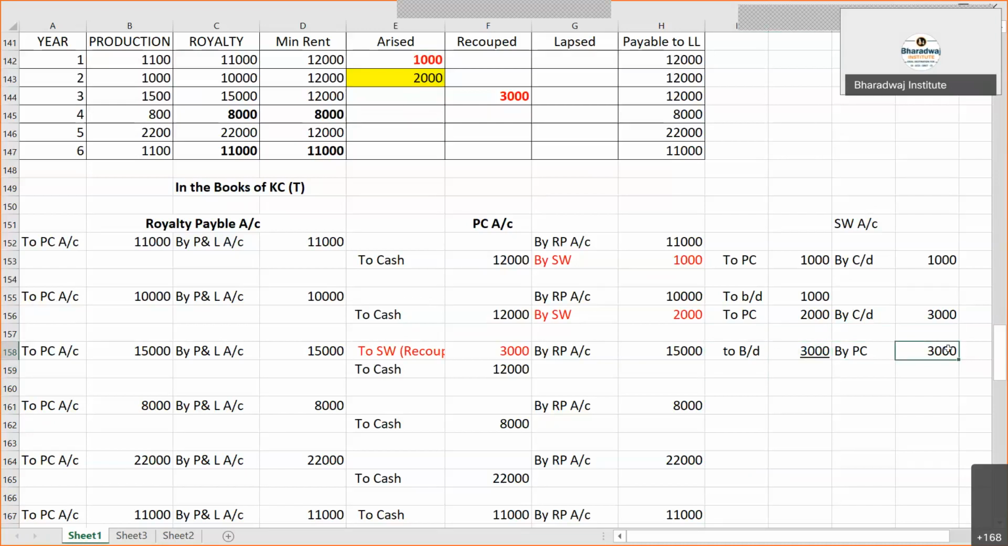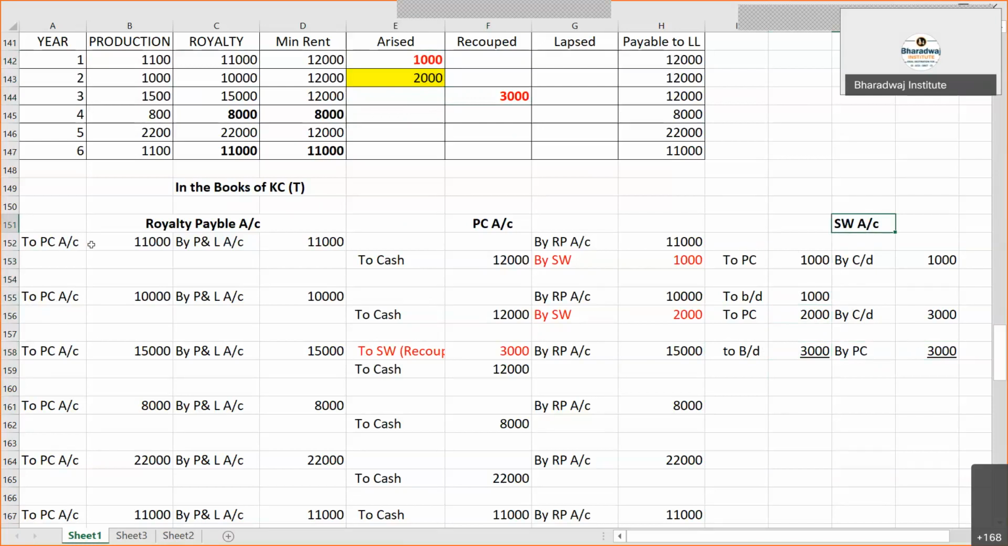No lapse. If there is a lapse, it will come as by P&L account. No such lapse in this problem. Otherwise, in this problem, you can check the table also. First 2 years short workings are raised. Then in the third year, it is recovered and the short workings account is closed. So this is the simplest form of doing the ledger.